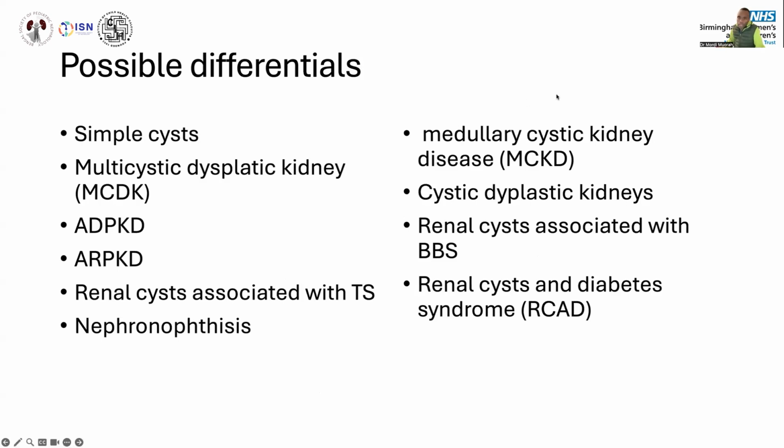And in order to consider those points, I often have running through my head what the differential could potentially be. Is this just a simple cyst, in which case we probably don't need to do very much? Is it a multicystic dysplastic kidney, MCDK, which is unhelpfully similar to MCKD, medullary cystic kidney disease, which is another differential? ADPKD, ARPKD, are these the renal cysts associated with tuberous sclerosis, which we mentioned? Nephronophthisis, are these the renal cysts associated with Bardet-Biedl syndrome, BBS, or cystic dysplastic kidneys, or renal cysts and diabetes syndrome, which we need to look for?